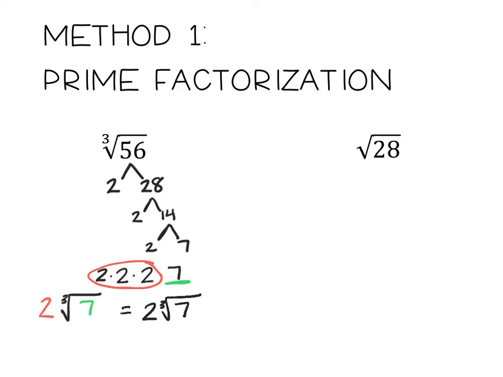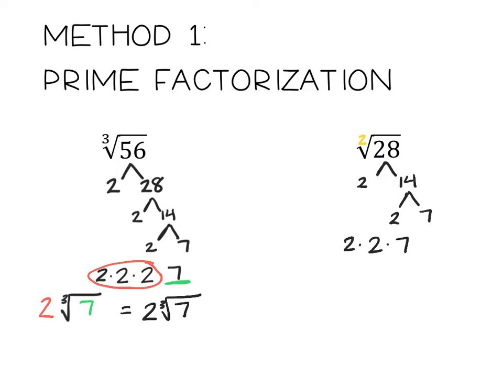Now we're going to look at the square root of 28. Remember that the index, if there is no index written on the radical, is always a 2. So we're going to be looking for groups of 2 in this one. I'm going to pull out a 2 and a 14 and a 2 and a 7. So I'm going to have 2 times 2 times 7.